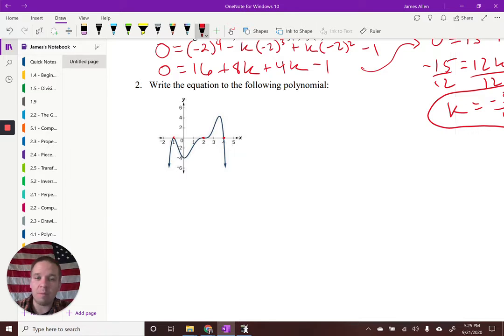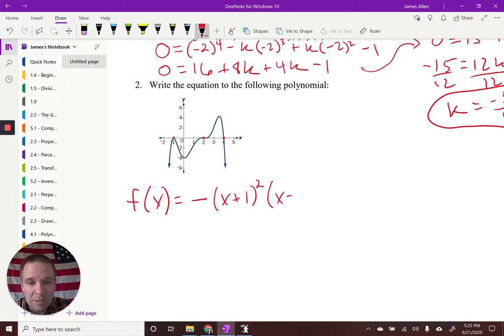Wonderful. So let's see here. We got our factors, and I'm going to throw an f of x, and it looks like this is going to be a negative function, right? And it's going to be an even power overall because they're both going down. I'm basing it on the end behavior there. Okay, so I'd have x plus 1, and that's squared because it's bouncing. Then I have x minus 2, and that's to the third power we said. And then we have x minus 4.